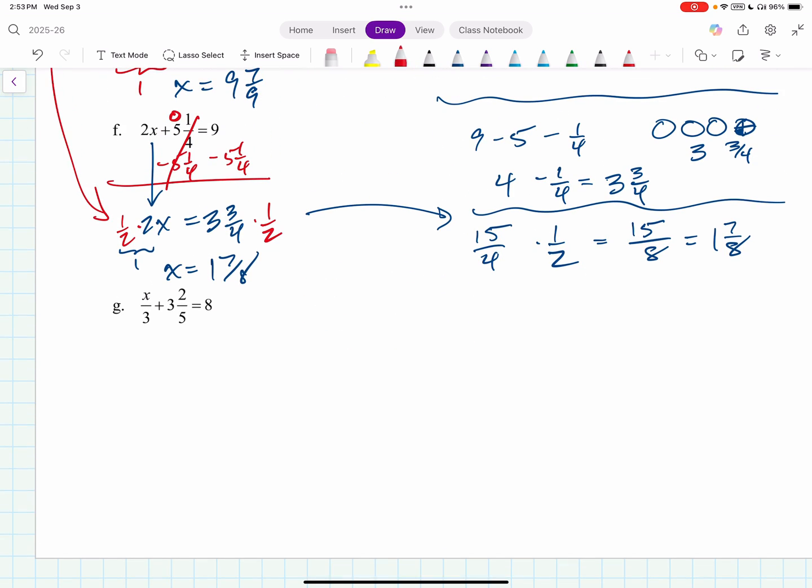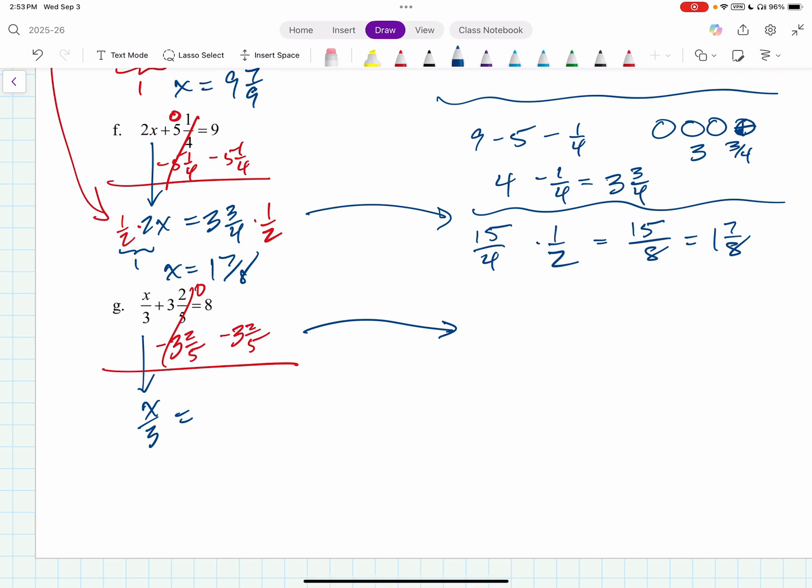Okay, next one here, x divided by 3 plus 3 and 2/5 equals 8. Again, you want to do the inverse. So you can either think minus 3 and 2/5 on both sides, or you can add the opposite. Opposite of 3 and 2/5 is obviously negative 3 and 2/5. And the opposites cancel to 0. And then I get x divided by 3 is equal to something. And this is where the side work comes in.